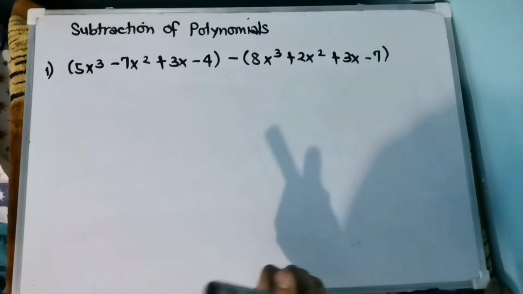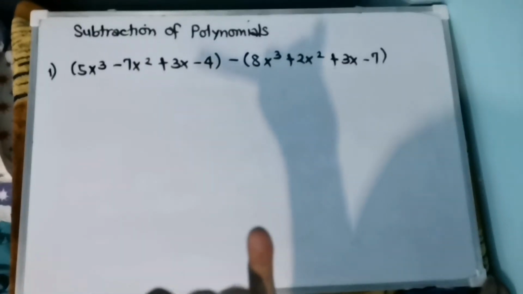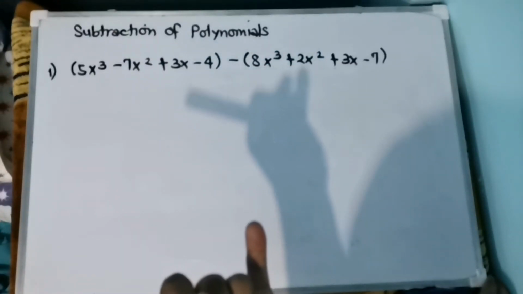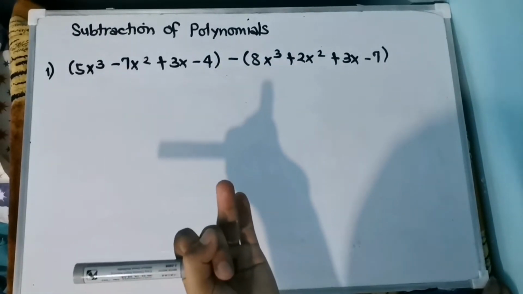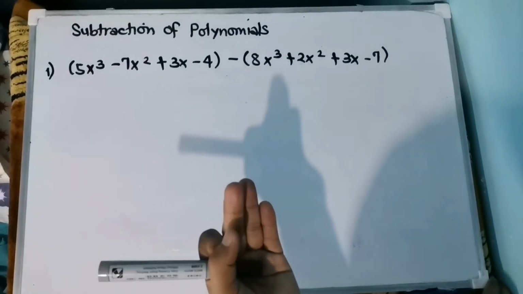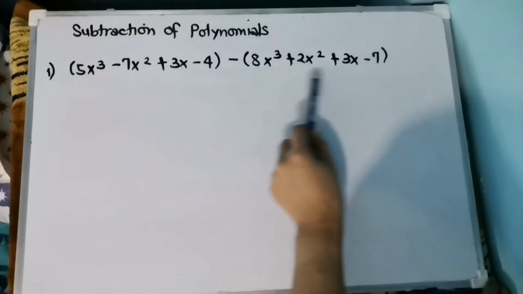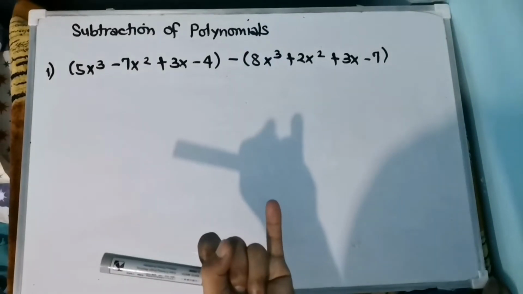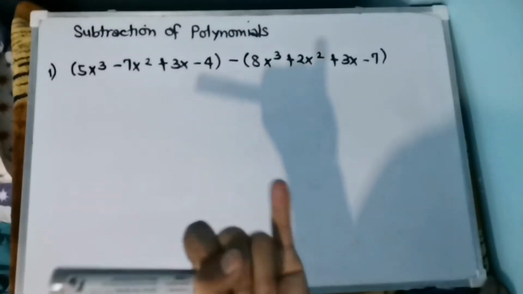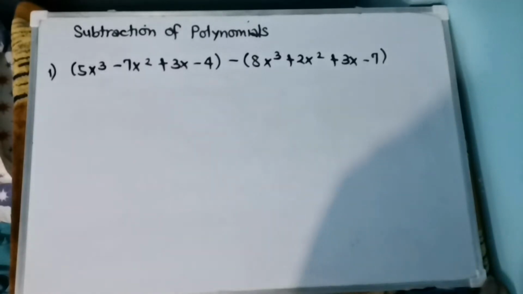So, what we will do is copy the minuend. And then, we need to change the operation from subtraction to addition. And then, we need to change all the signs of the subtrahend. Because negative times negative is positive, negative times positive is negative, and positive times negative is negative.